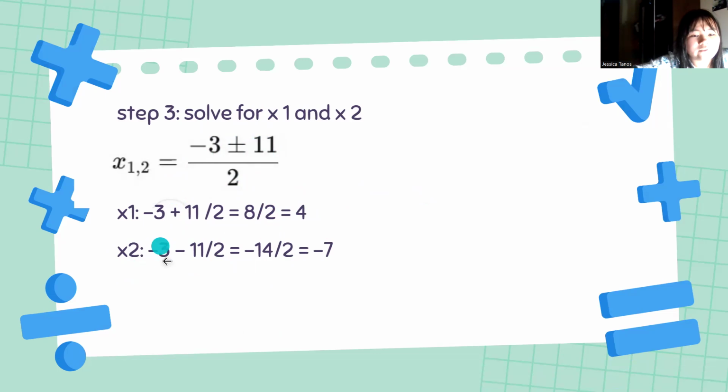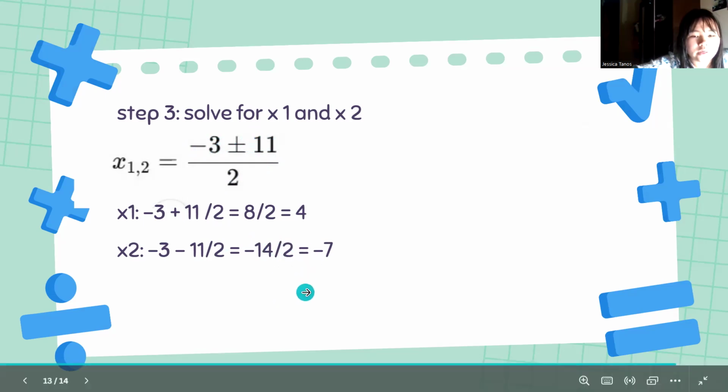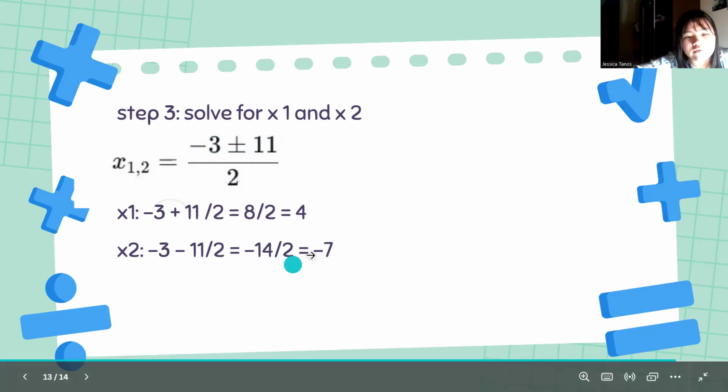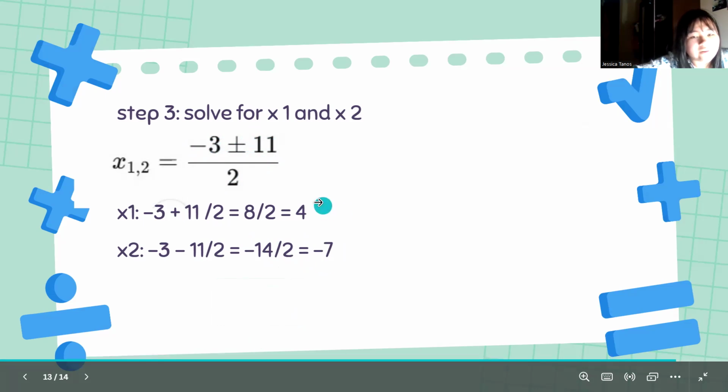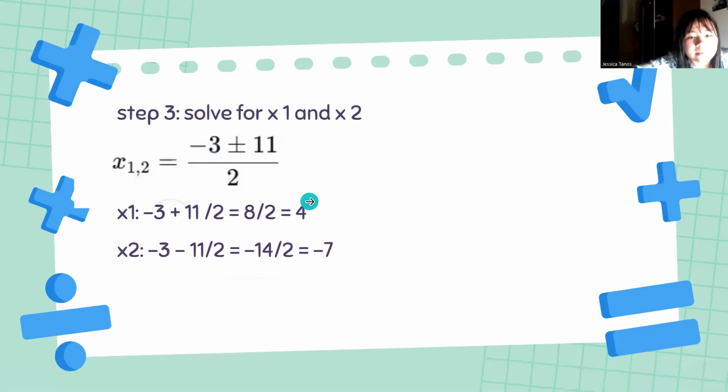While x2 is negative 3 minus 11 over 2. Remember, it's over 2 for both of them. So basically, negative 3 minus 11, which is negative 14, over 2, is equal to negative 7. So the final answer for rumus ABC is positive 4 and negative 7.